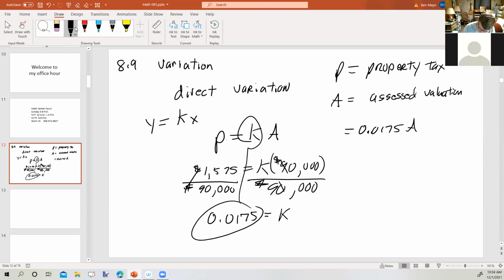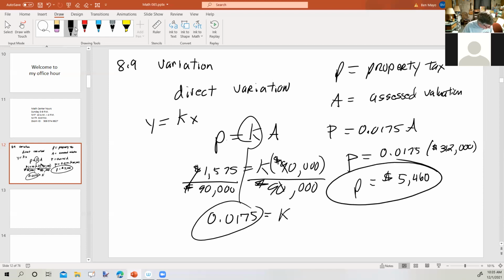Okay, now the follow-up question says, determine the property tax, so that's P, on an apartment complex assessed at $312,000. So we take our variation constant times 312,000. So that times 312,000, and we get $5,460 would be the property tax. Any questions about that one? So that's an example of direct variation.